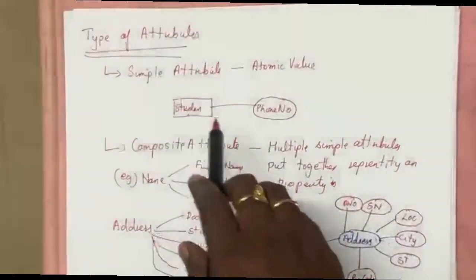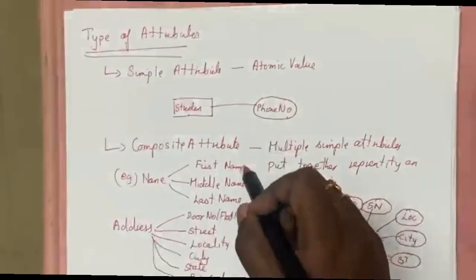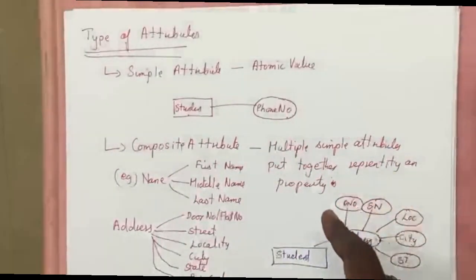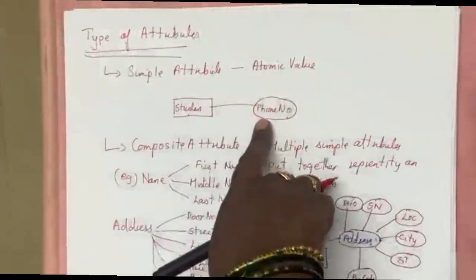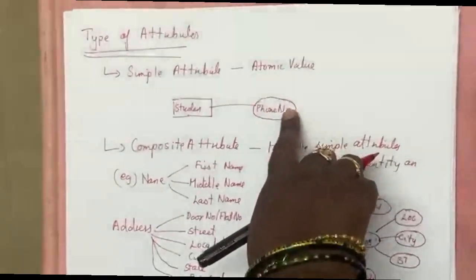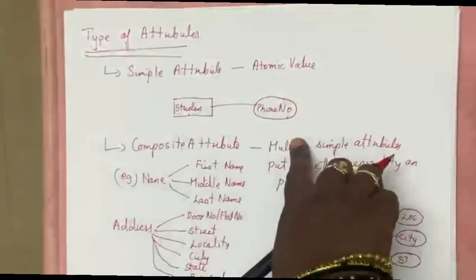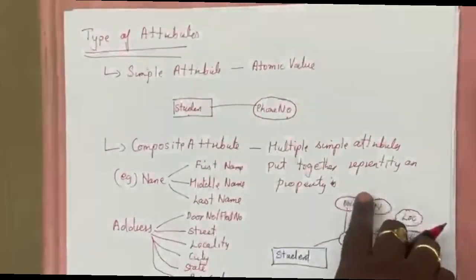Here for a student, I can have a phone number or even the class they are studying. All those can be simple attributes, which are represented as an elliptical symbol connected to the student.